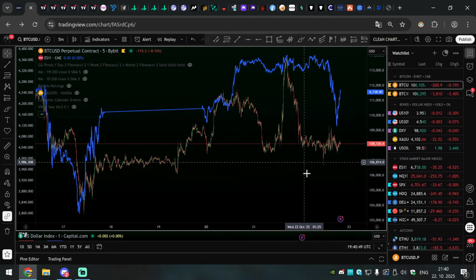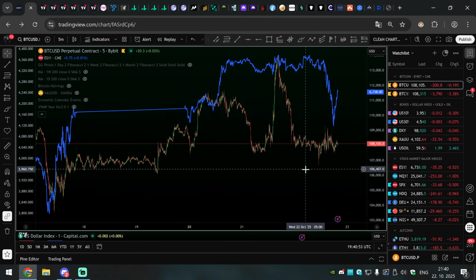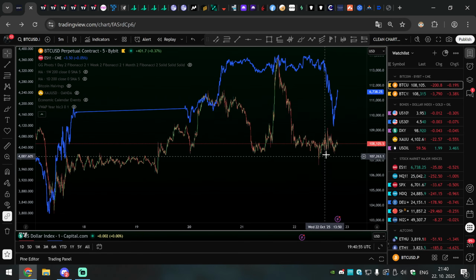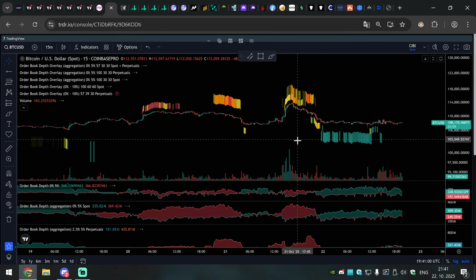How are the equities doing? Okay, equities are bouncing at least. Okay, Bitcoin not reacting. Bitcoin just going sideways. Let's see how we are looking with TRDR.